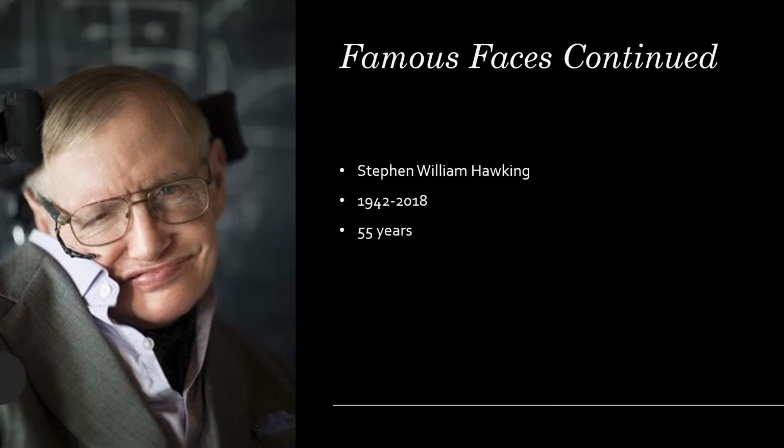Next, we have a very recognizable face, Mr. Stephen William Hawking. Unfortunately, he died in 2018, but he was diagnosed at the age of 21, which is very young for a neuromuscular disease as such. But he lived for 55 years with ALS, and he is considered to be one of the longest living individuals known to have lived with ALS for so long.